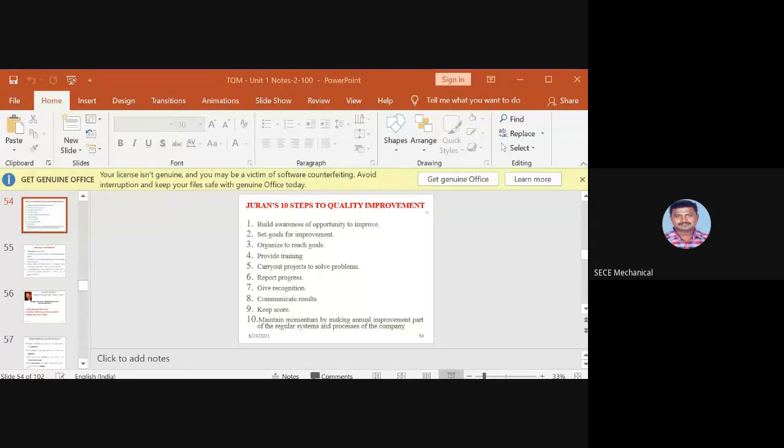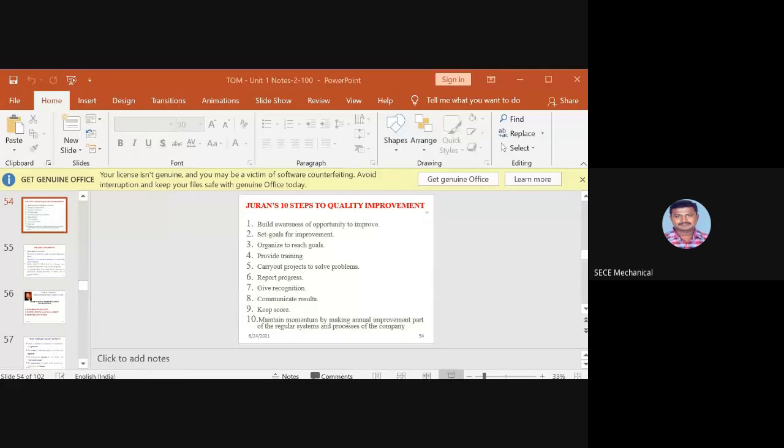Okay, guys. Good afternoon. Last class we discussed the Juran trilogy. There are three things in the Juran trilogy: one is quality planning, quality control, and quality improvement. These three things we discussed in the previous class. Today let us discuss Juran's 10 steps to quality improvement.